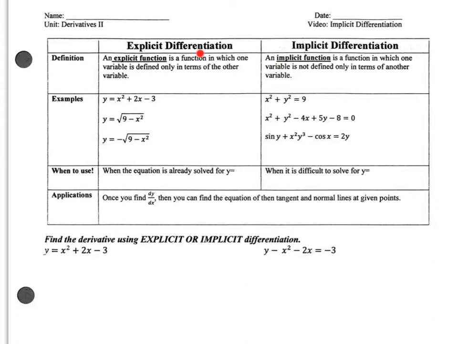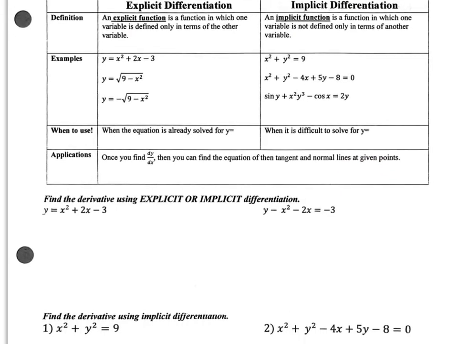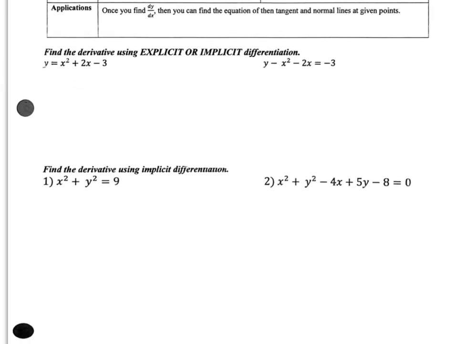So when do I use implicit differentiation? When it's difficult to solve for y equals. We're going to use explicit differentiation when the equation is already solved for y. Okay, and the application to this is that after we find the derivative, we can then find the equation of the tangent and normal lines like we've been doing so far. So let's look at an example where we could use explicit or implicit differentiation.